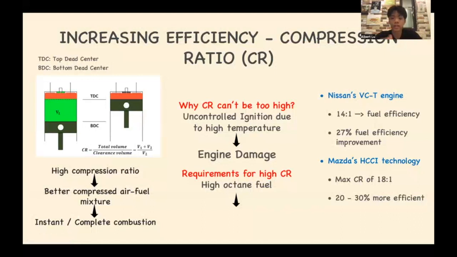For example, high octane fuel, which usually means higher cost. And on the right, here are some typical examples of engines with a high compression ratio. For example, Nissan's VCT engine with a compression ratio of 14:1, and Mazda's HCCI technology enables a maximum compression ratio of 18:1. That makes the engine 20 to 30% more efficient compared to its previous design.